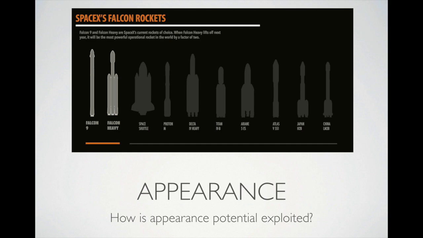To exploit the appearance potential, I decided not only to show the audience what SpaceX rockets look like, but what other rockets look like as well. For example, here you can see the Space Shuttle and other common rockets like the Delta Heavy or the Titan rocket. I put them side by side with the Falcon 9 rockets so you can see the uniqueness or the commonality of each one.